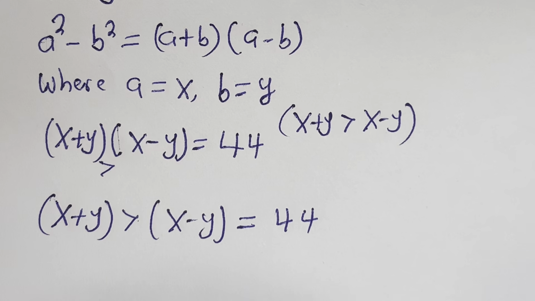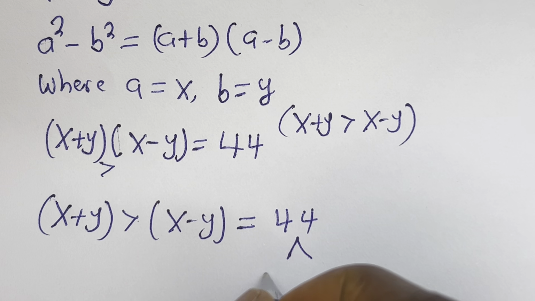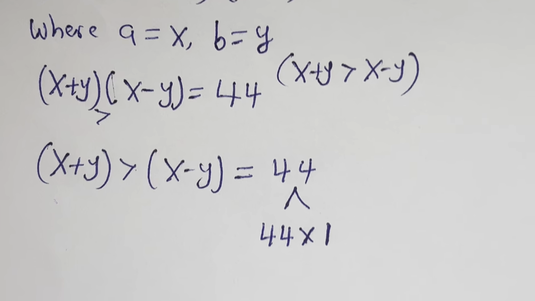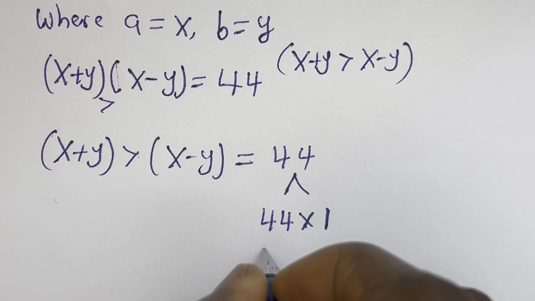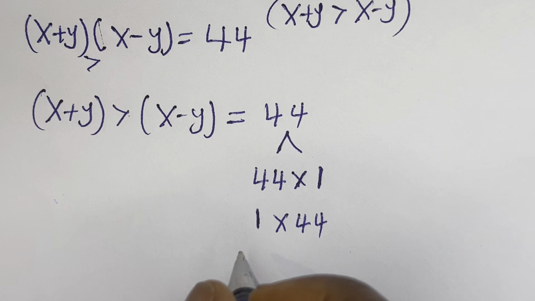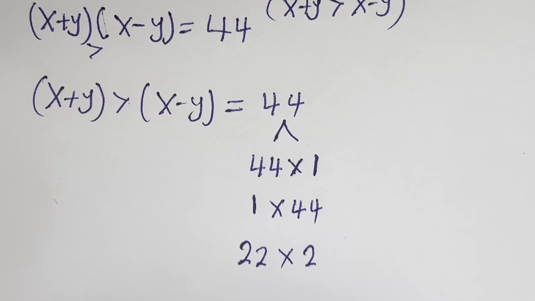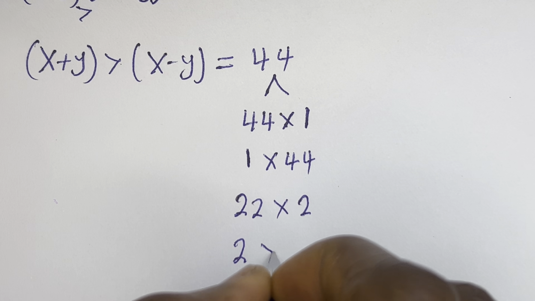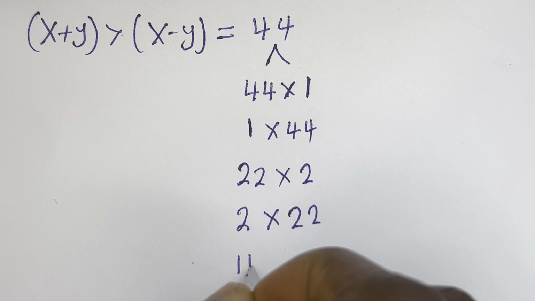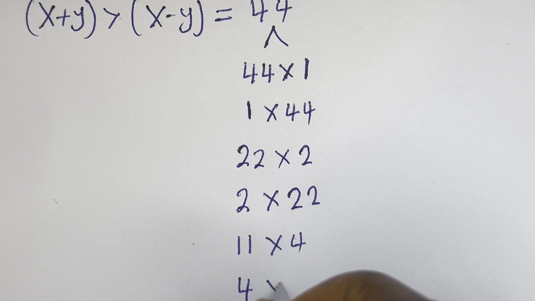Now, note 44 is a product of 44 multiplied by 1, then 1 multiplied by 44, 22 multiplied by 2, 2 multiplied by 22, and 11 multiplied by 4, then 4 multiplied by 11.